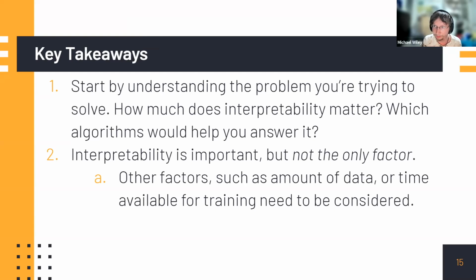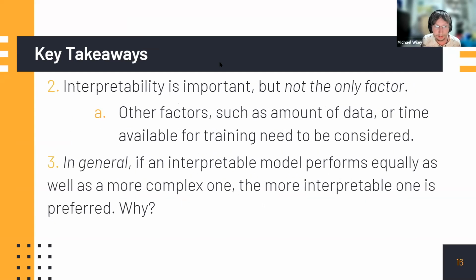So, there is a lot more that goes into model selection. Next, in general, if an interpretable model performs equally as well as a complex model, generally the more interpretable one would be preferred. And why? Because if something goes wrong, it's just easier to diagnose in that case. Why make the problem more complicated than it needs to be if your accuracy is going to be the same both ways?